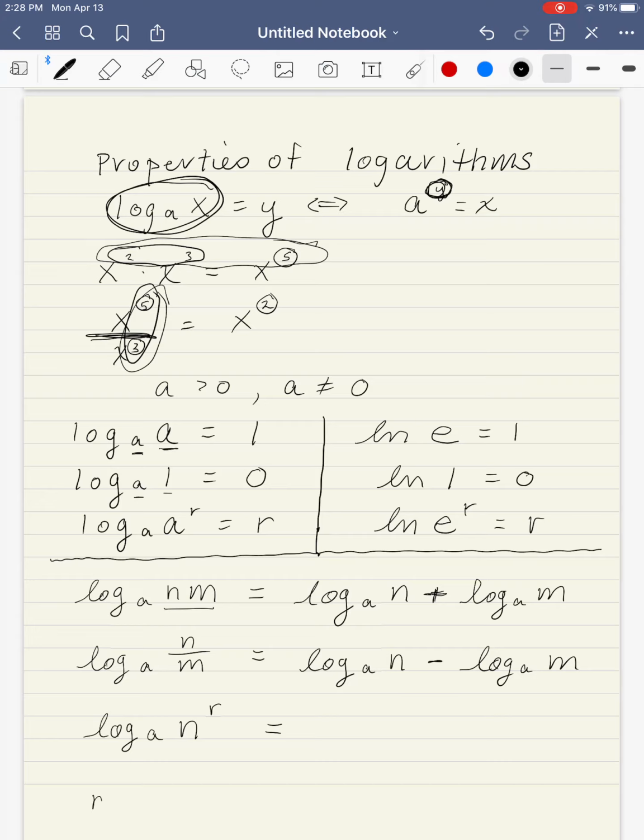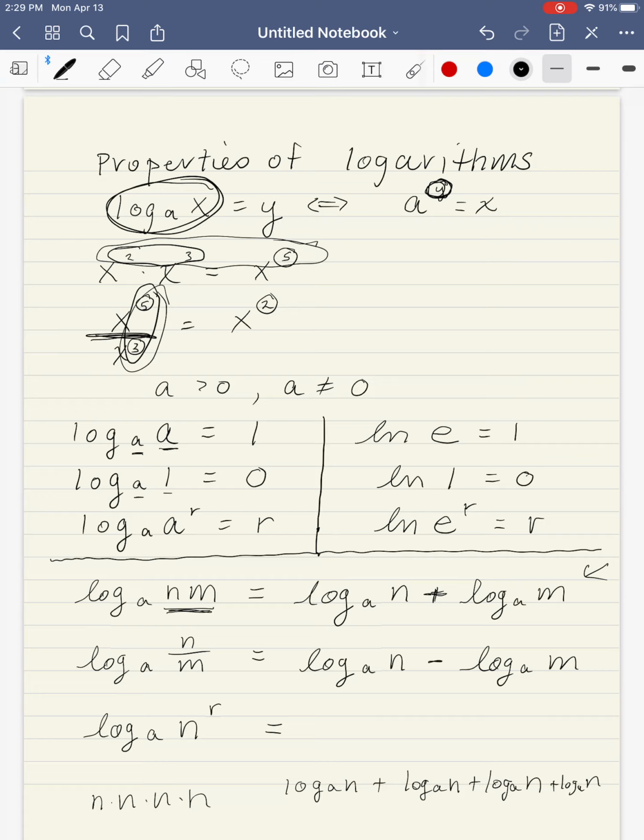N to the r power is n times itself, r times. So let's say we have n to the fourth power. That would be n times itself 4 times. If we rewrote that as a sum, we would have the logarithm base a of n plus the logarithm base a of n, 4 times, using our rule here. The repeated multiplication became repeated addition.